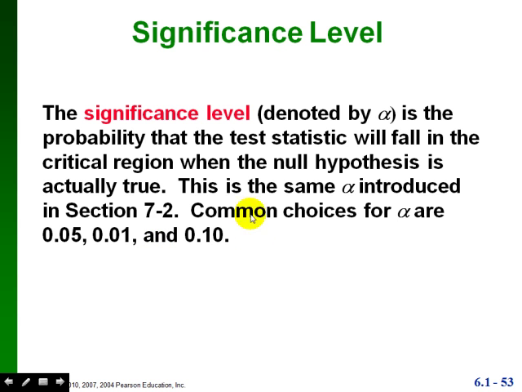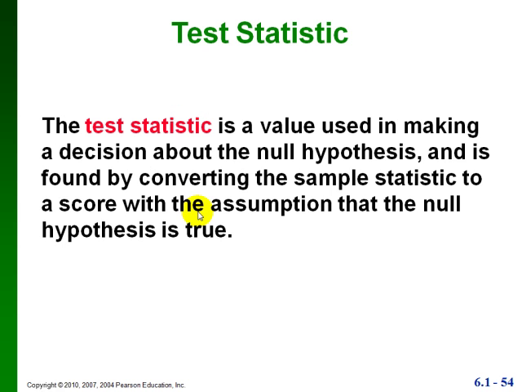Now, when we talk about our significance level, this is alpha, just like we used when we were doing confidence intervals. But in hypothesis testing, we usually talk about the alpha directly. So we'll say it has a significance level of 0.05 or 0.01 or 0.10. Those are three very common ones.